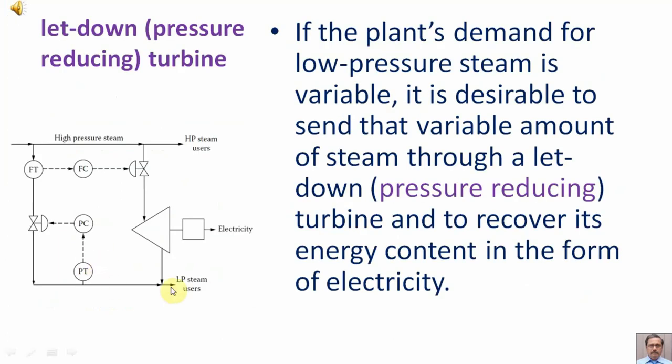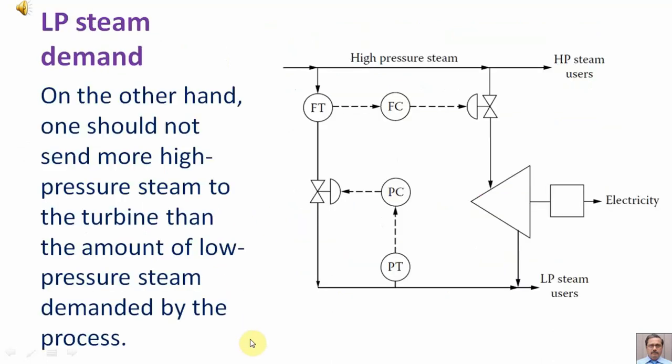If the plant's demand for low pressure steam is variable, it is desirable to send that variable amount of steam through a pressure reducing turbine and to recover its energy content in the form of electricity. On the other hand, one should not send more high pressure steam to the turbine than the amount of low pressure steam demanded by the process.